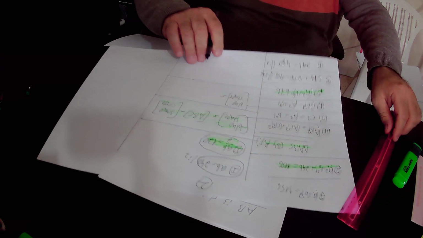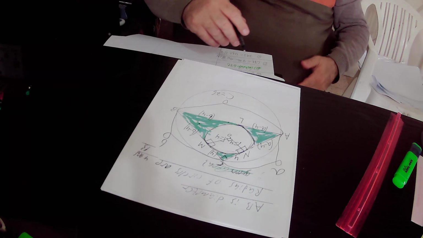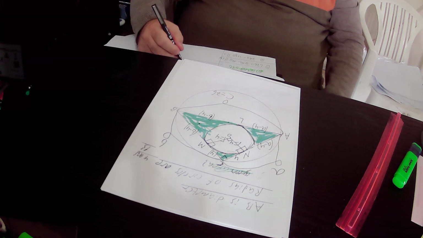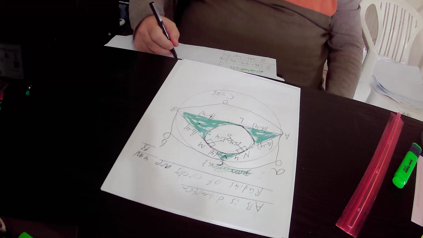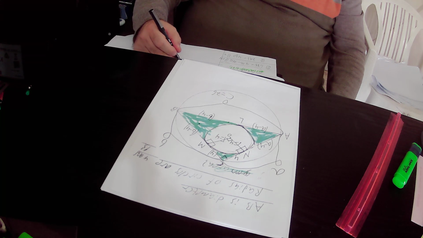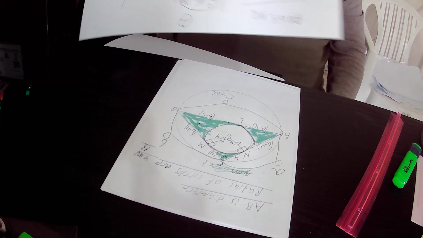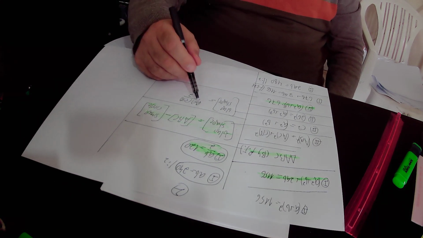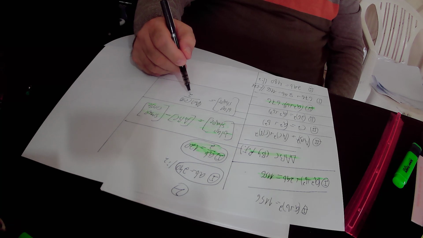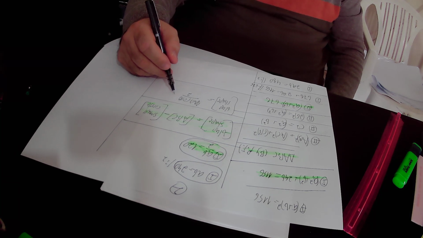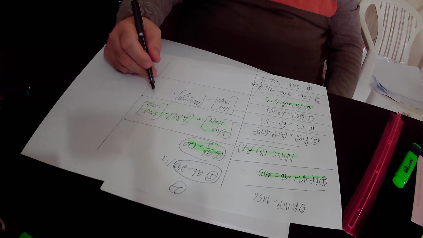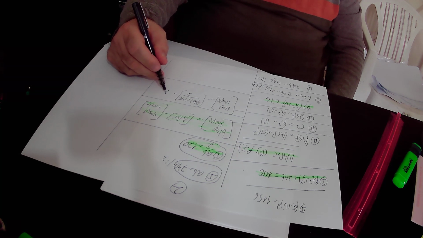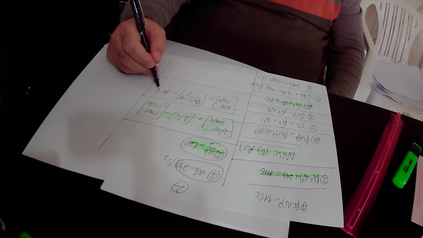What is the area of triangle ABC? The area of triangle ABC equals the base of the triangle, that is AC, times the height to the base, that is CB, over 2, minus the area of the small circle, that is equal to pi r squared, where r is the radius of the small circle.